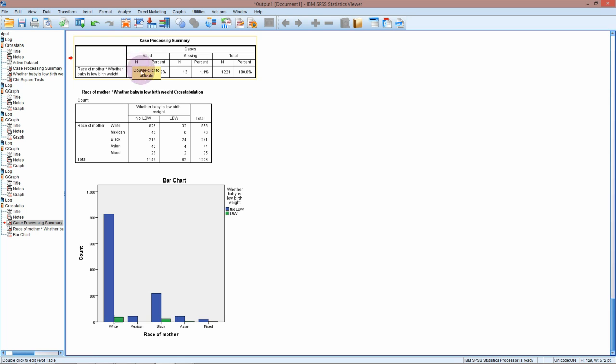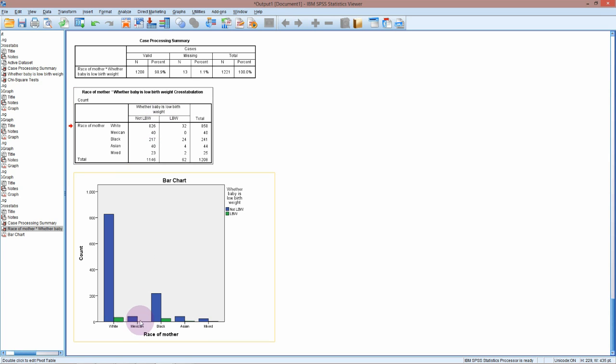SPSS will go through and just count up. It looks like there's a few missing values here, so that might mean for some of the babies they weren't able to collect data on which race their mother was, and it'll just ignore those rows. Now this is the bit that we're interested in, the cross tabulation. So we've got the race of the mother, and then we've got whether or not the baby is low birth weight. When we did the graph, it looked like there were no Mexican babies that were low birth weight, but it's possible that the number was just very, very small and we couldn't see it. But if we now look at the cross tabulation, we can see that it actually is 0. And we can also see that there were far more white babies than any other race as well.